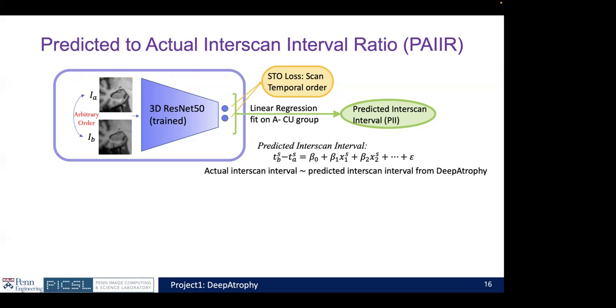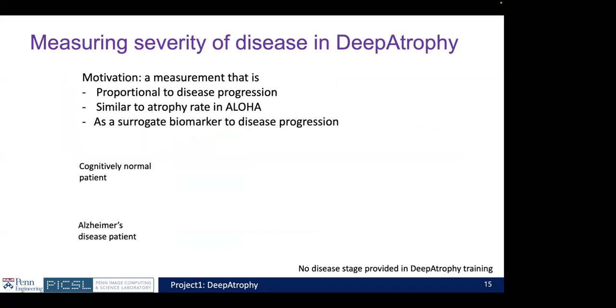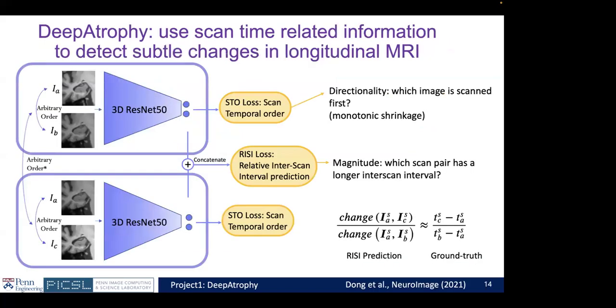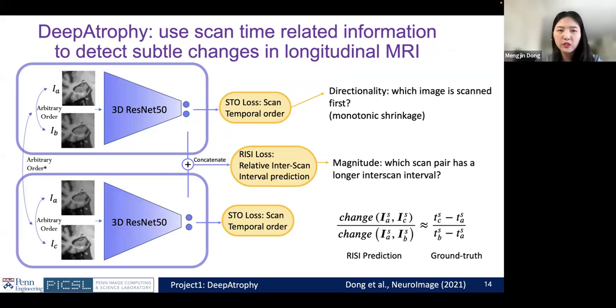Just to confirm, you train this model that predicts the interscan interval entirely on cognitively normal people. You don't train it on data from sick patients. No, the training is... so the idea is that we don't know the progression rate at all, and we don't let the algorithm assume a uniform progression rate for different individuals. That's why here we only let the algorithm predict the ratio between two changes, rather than the exact amount of difference between two scans. We don't let the algorithm assume anything with regard to progression rate at all.